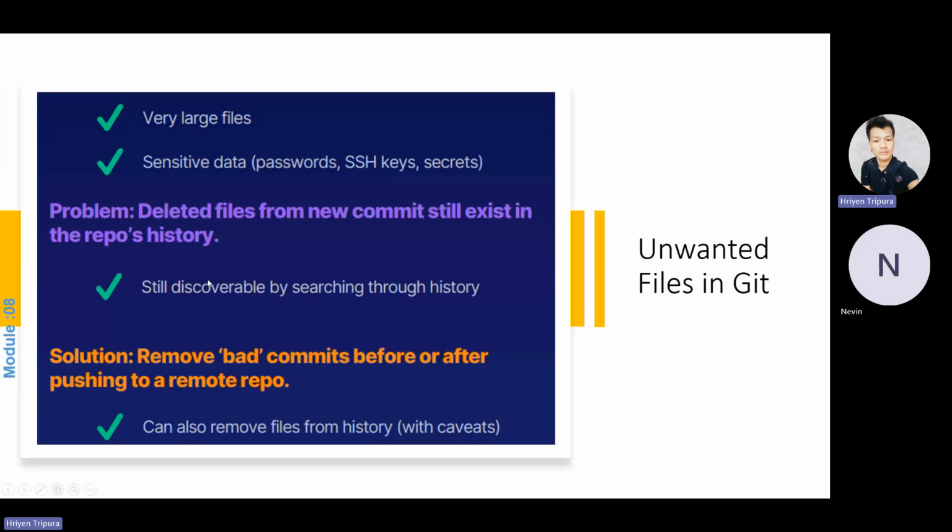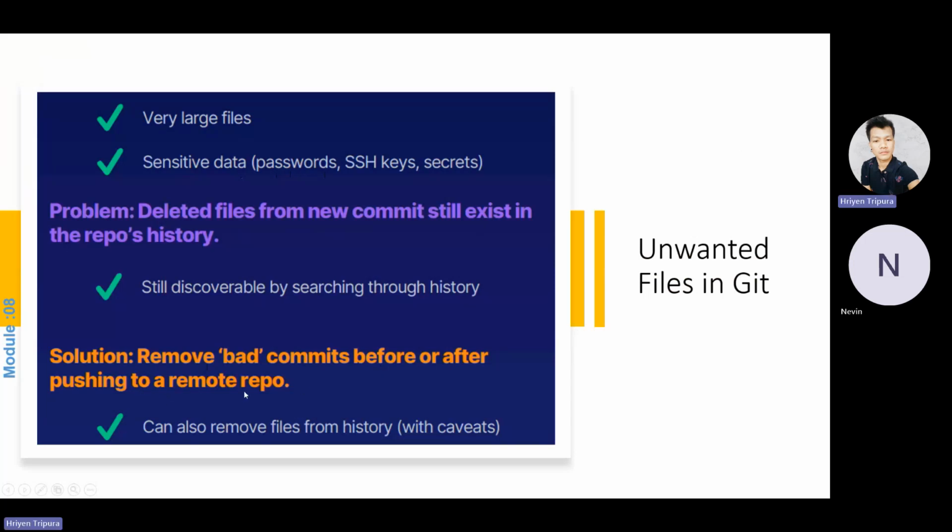Let's say you have a problem in a project where files deleted in a new commit still exist in your repository. Or you have a large file, or sometimes sensitive data, like a password. I want all the unwanted files in Git removed from the listing. How can I avoid that? It may also still be discoverable by searching through history, which I will explain later. Solution: you have to remove the bad commits before or after pushing to a remote.